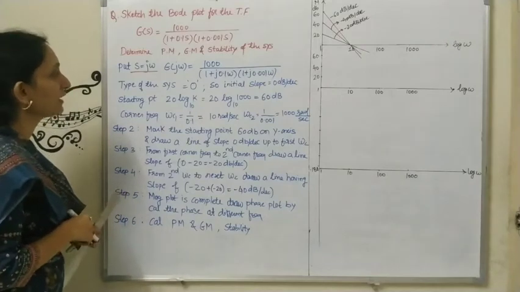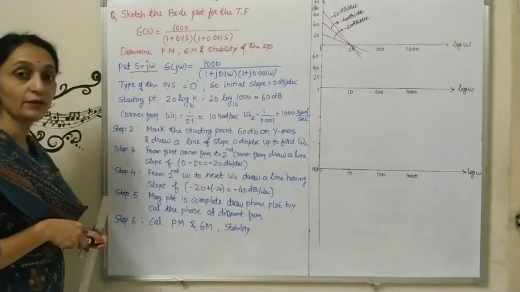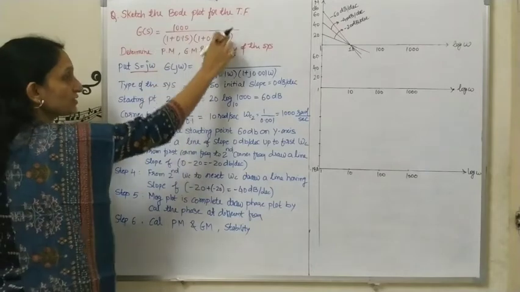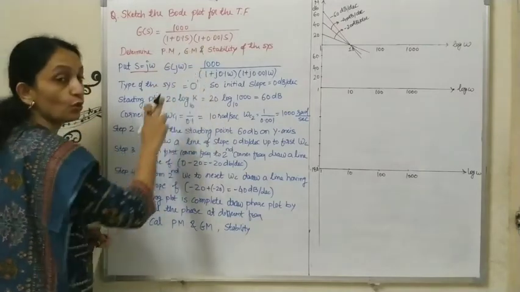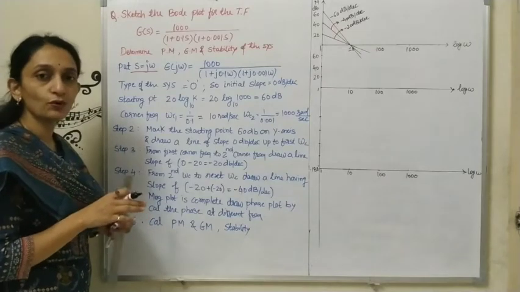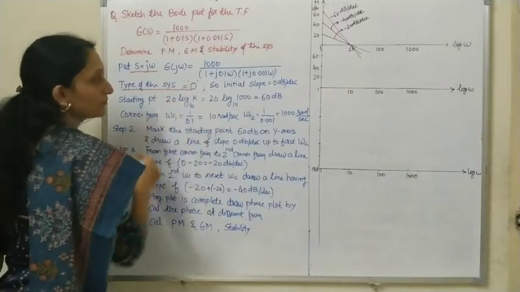Now the next thing is that you need to find the type of the system. Look at this: from this transfer function you can check that there is no pole at origin. If there is no pole at origin, it will be a type 0 system. So this is a type 0 system.